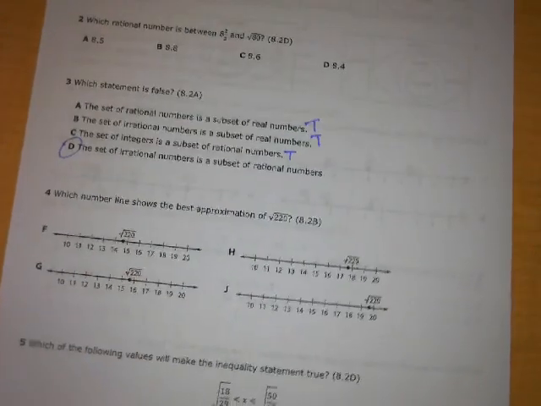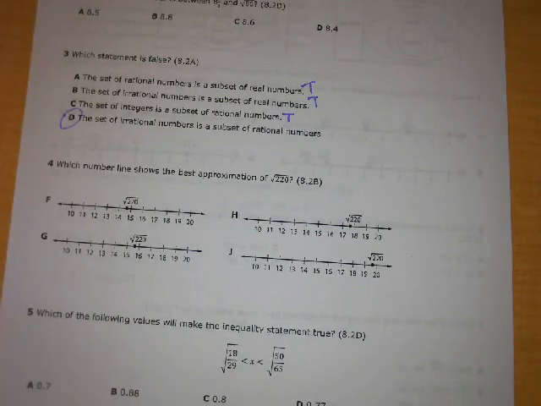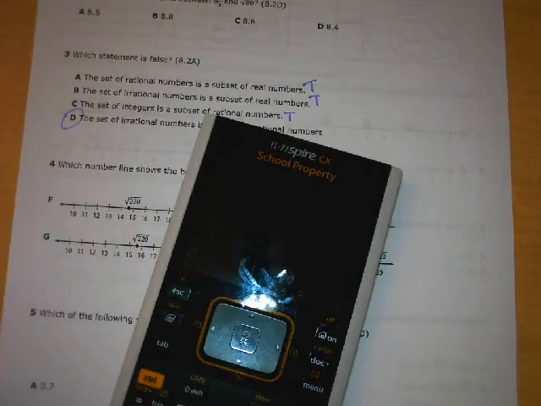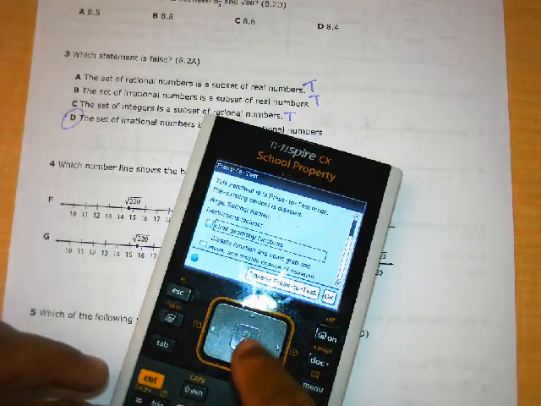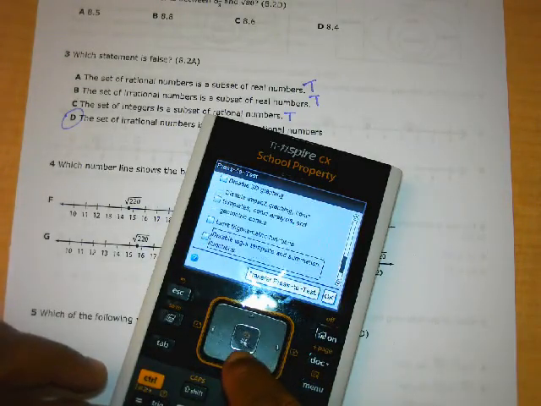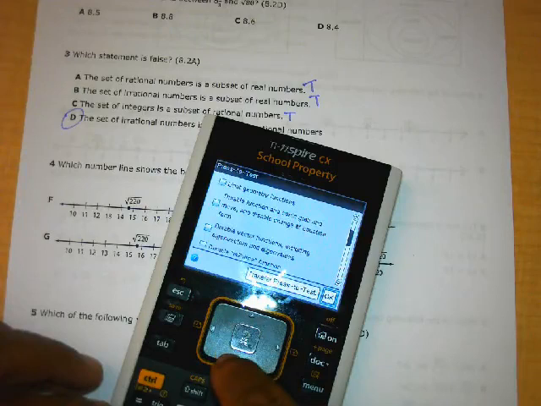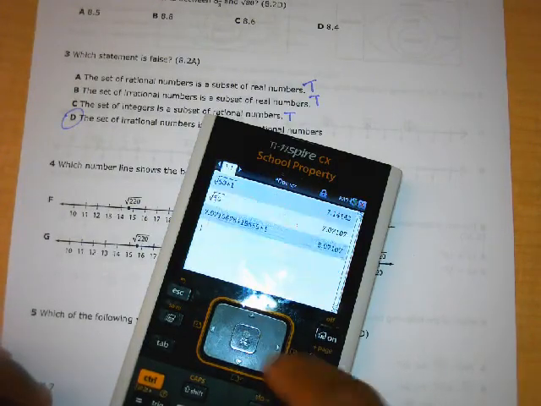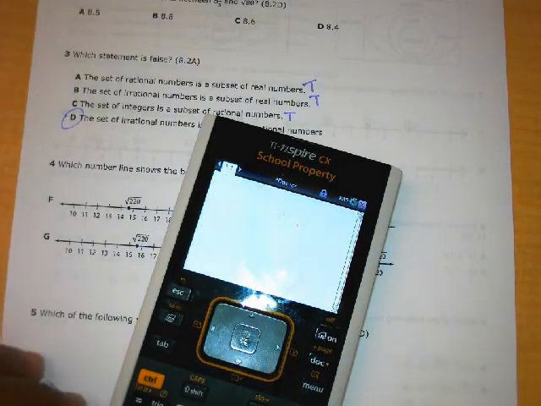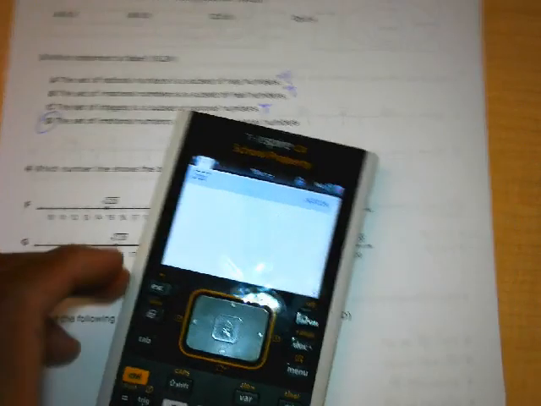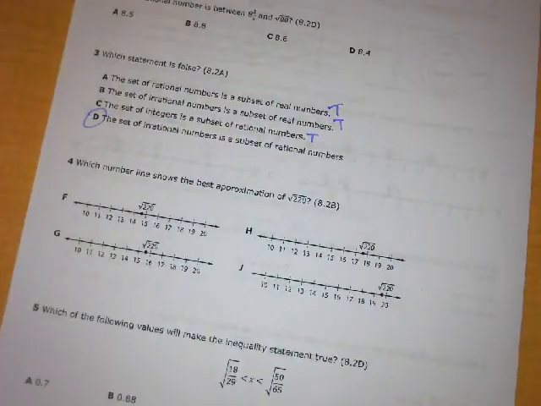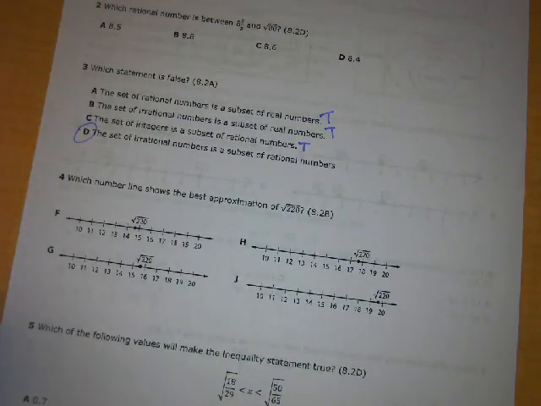All right, looking at number 4. It says which line shows the best approximation of the square root of 220. So in your calculator, you're going to put the square root of 220, and you get 14.83. So on my number line, I'm going to look at which one is closest to 14.8.